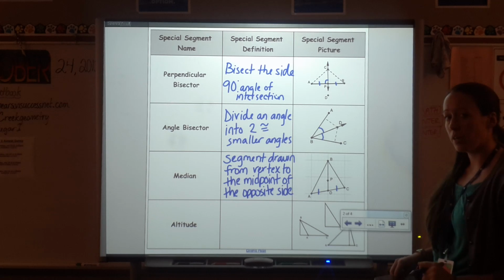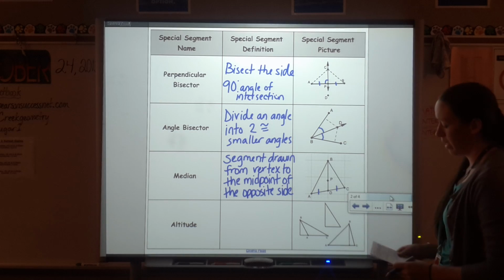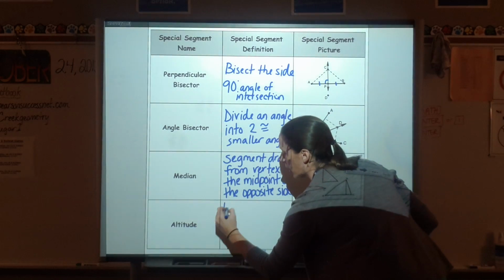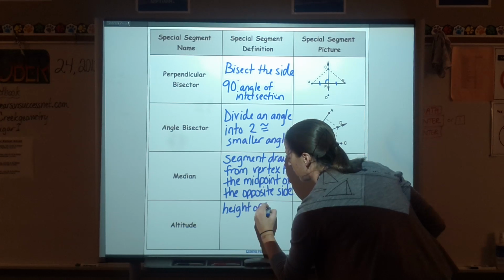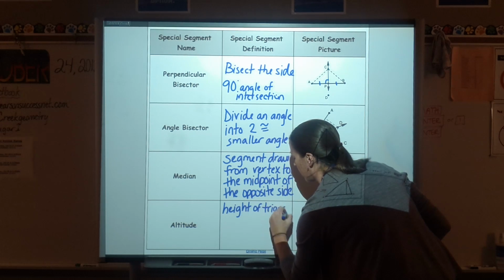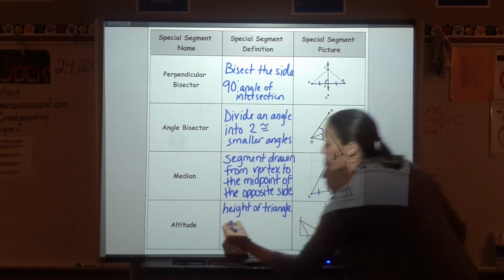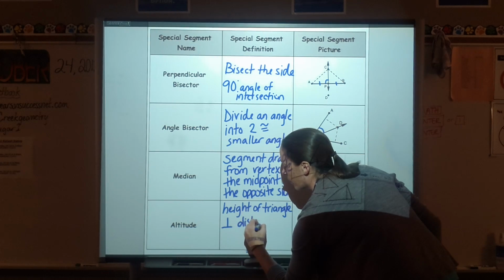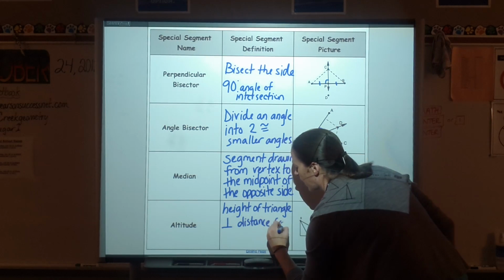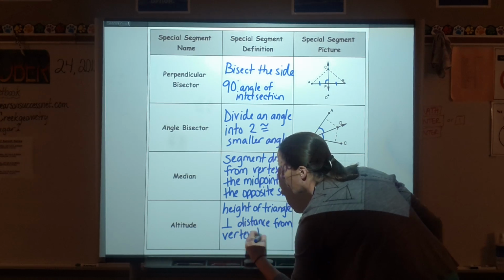The altitude, our last special segment. The altitude is going to be the height of the triangle. Okay? And what exactly does that mean? It represents the perpendicular distance from vertex to base.